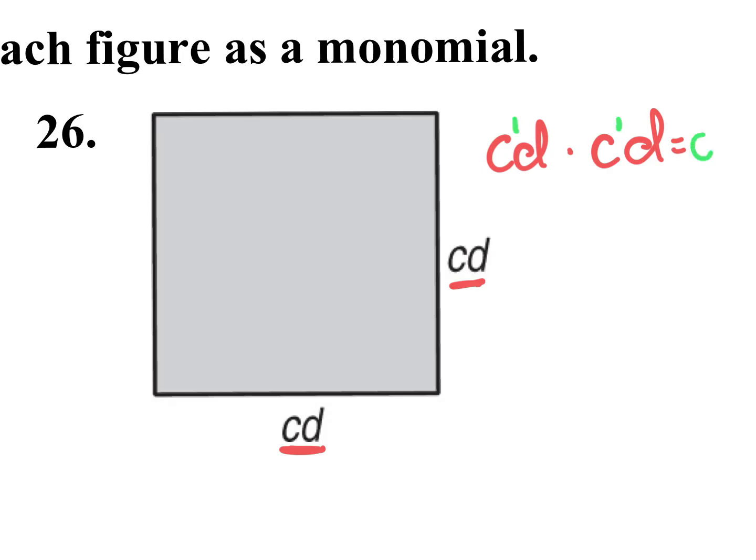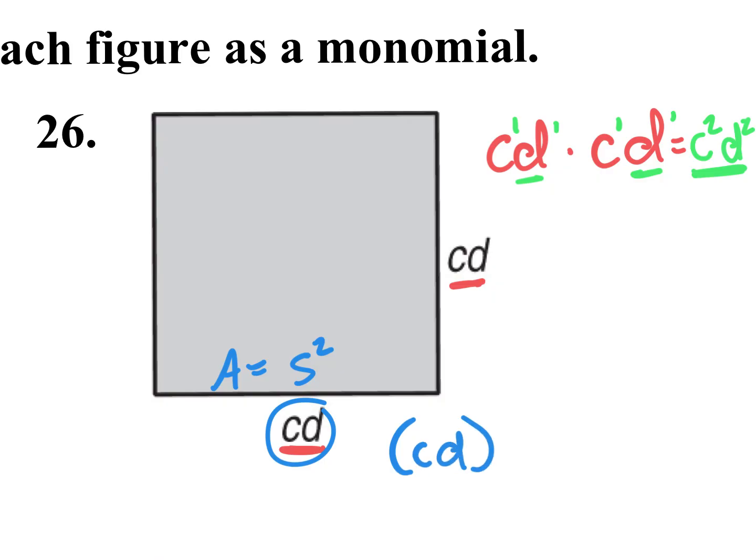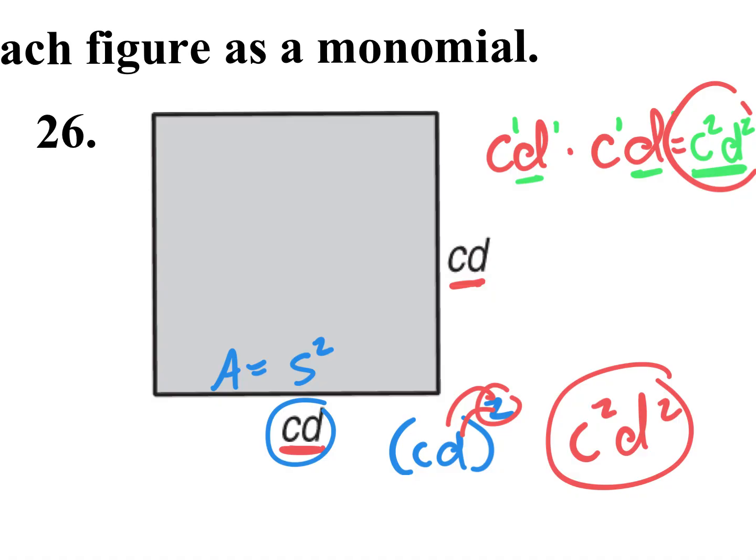Well, you could use rule 1 of exponents and say c to the 1 times c to the 1 is c to the 2nd. And then d to the 1 times d to the 1 is d to the 2nd. So there's your answer, c squared d squared. Or if you wanted to look at this as a side squared, so here's a side. So a side squared is also the area of a square. So you could say CD in parentheses squared, and you simply distribute using rule 3 of exponents. And that would give you c to the 2nd, d to the 2nd. Same answer, just done a little differently.